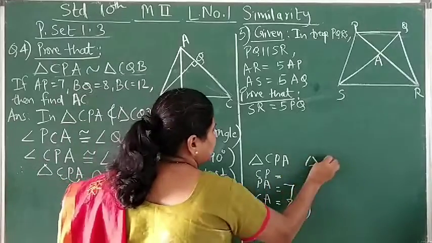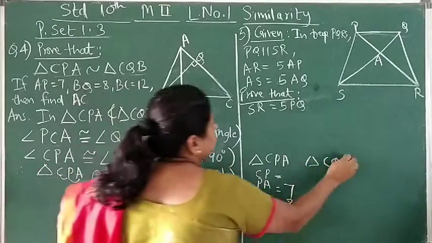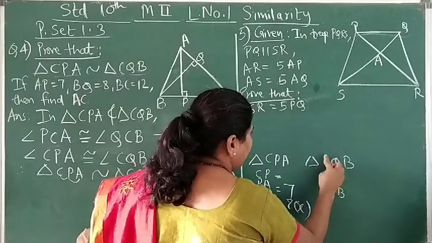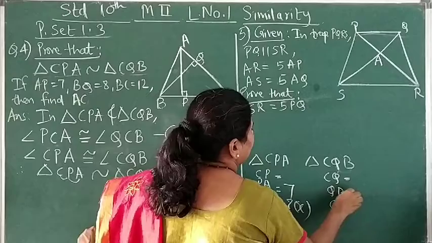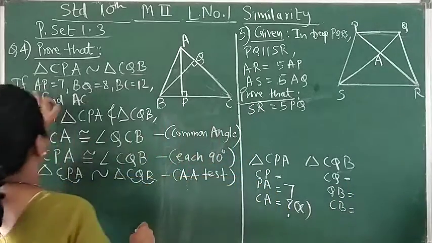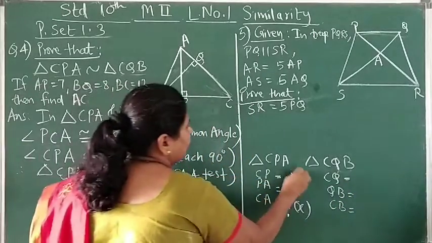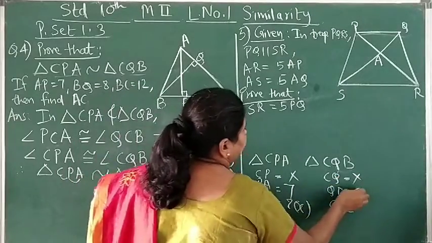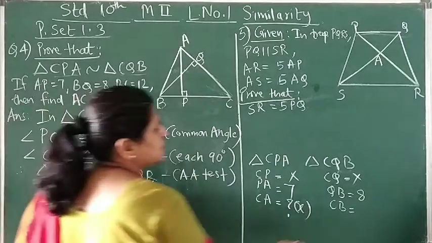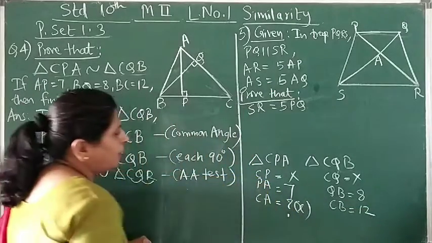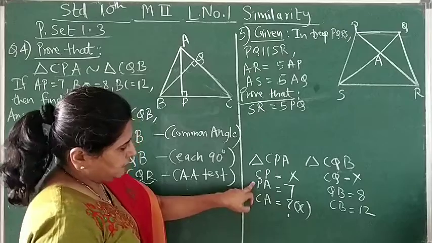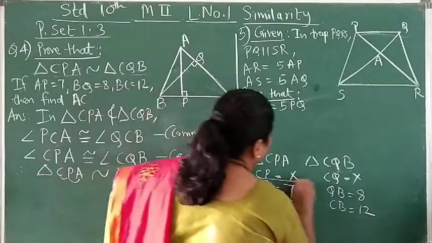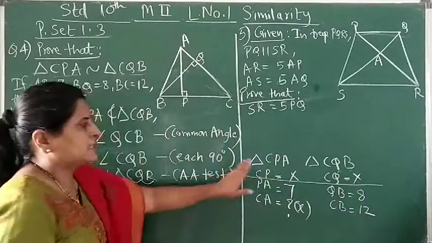Now the other triangle is CQB. Here CQ is one side, another is QB, and the third is CB or BC. CQ, that is QC, is not given to us. QB is BQ, it is 8. And CB, that is BC, is 12. So we know these two sides. In the first pair, one side we know and we have to find the other, while here we know both. So let's skip the first pair of corresponding sides.